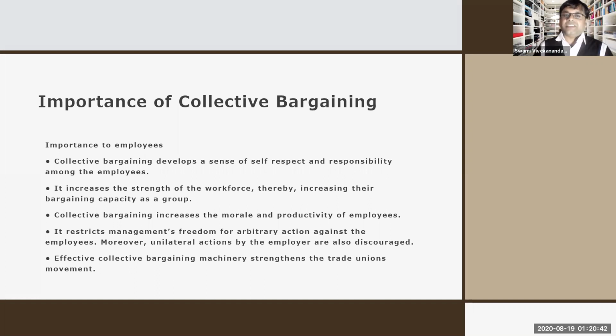Number 2, it increases the strength of the workforce, thereby increasing their bargaining capacity as a group.